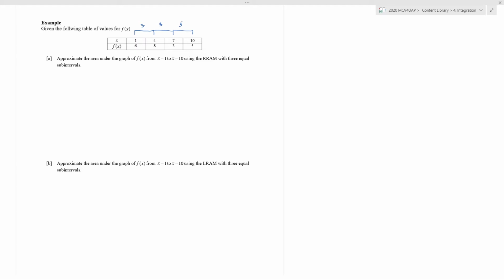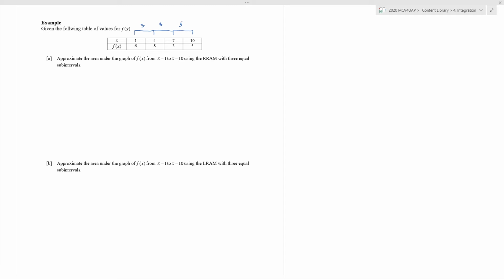Okay, and now if I'm using RRAM, I'm going to have 3 rectangles. So my area is going to be approximately rectangle 1 plus rectangle 2 plus rectangle 3. Now, what is rectangle 1, the area of rectangle 1? Well, they all have a width of 3, so it's going to be 3 times.